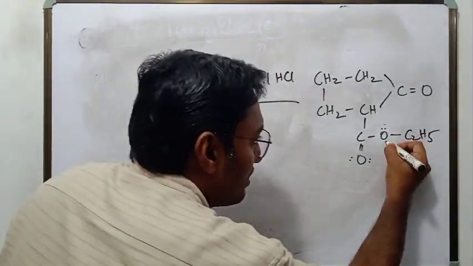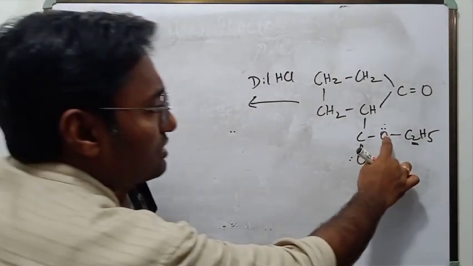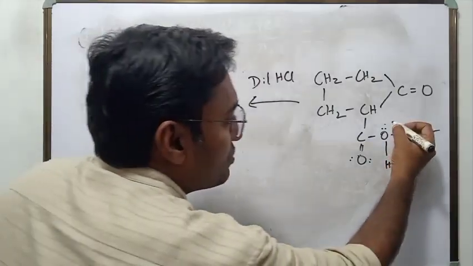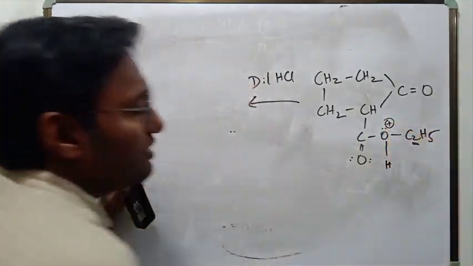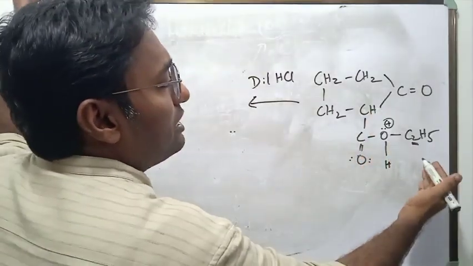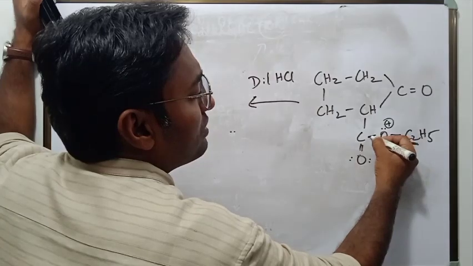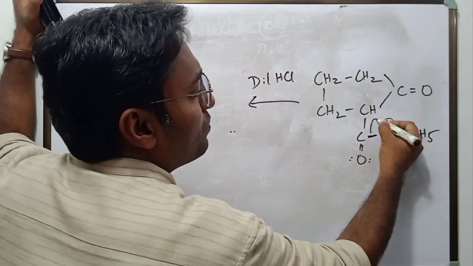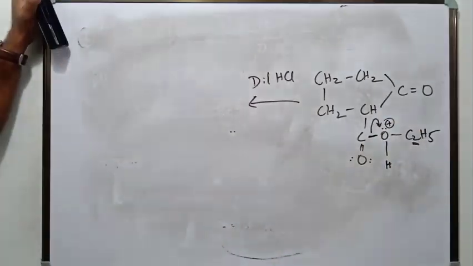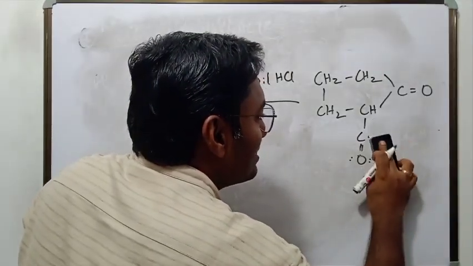Now, when H combines with this oxygen, because this oxygen has lost its lone pair, it would become positive. The oxygen would want to have the electron back into its system, so it pulls this pair of electrons towards itself. So when it pulls, it becomes C2H5OH.